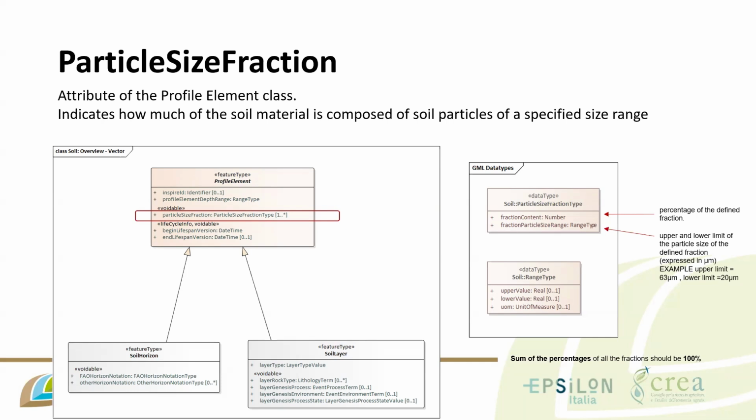So, for example, the content of the fraction particle size range sub-element would be upper limit 63, lower limit 20, and unit of measure micrometer. In INSPIRE, the unit of measure for the particle size fraction type is micrometer. And the sum of the percentages of all fractions should be 100%. So this is the particle size fraction in INSPIRE.